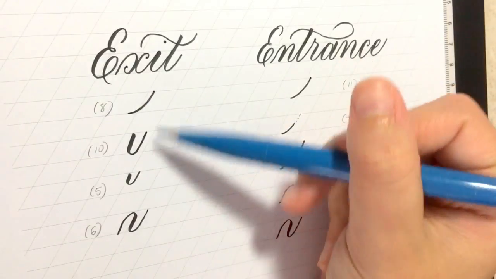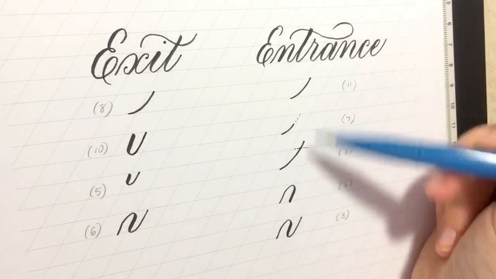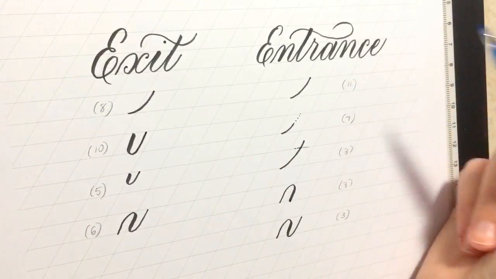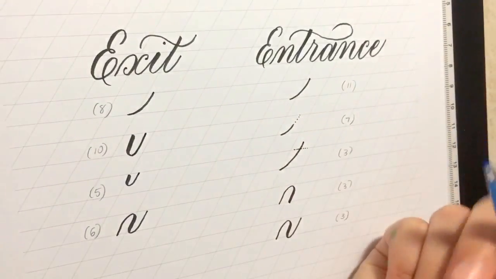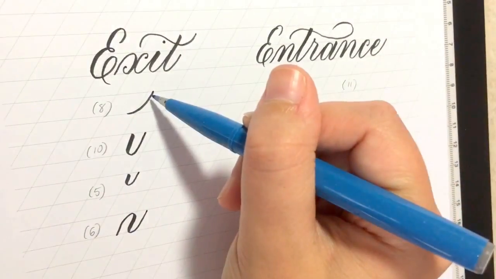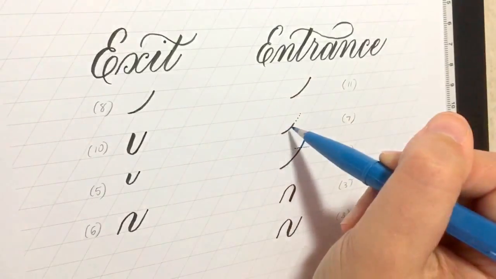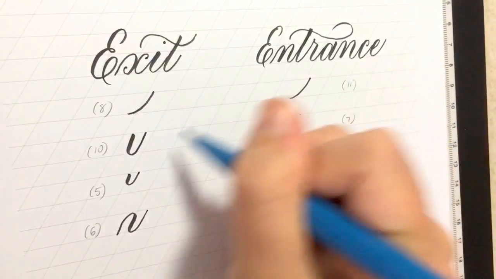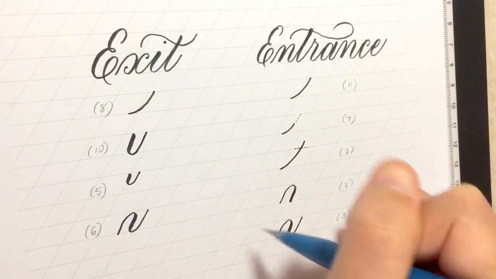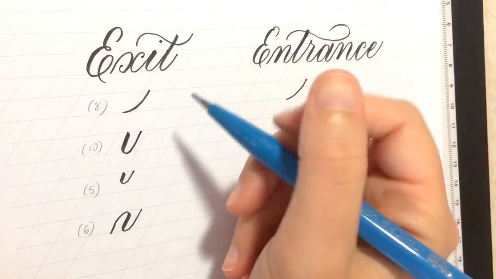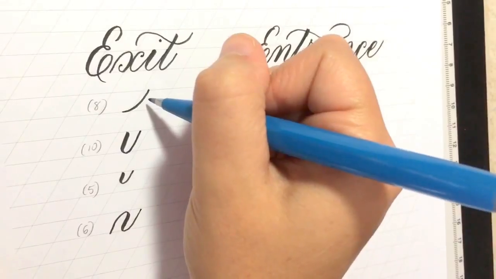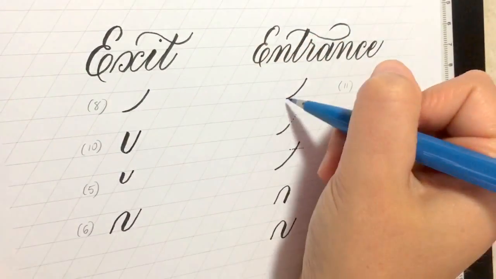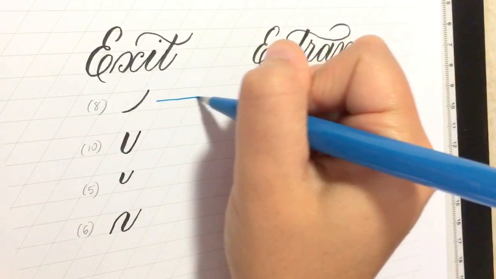We have 4 exit strokes and 5 types of entrance strokes, and we're going to look at how to combine each one. So we're going to look at this connecting to here, looking at all of those combinations, and then the underturn, looking at all those combinations, and so on. So let's start with the most basic connection, which is from an exit stroke to the basic entrance stroke.